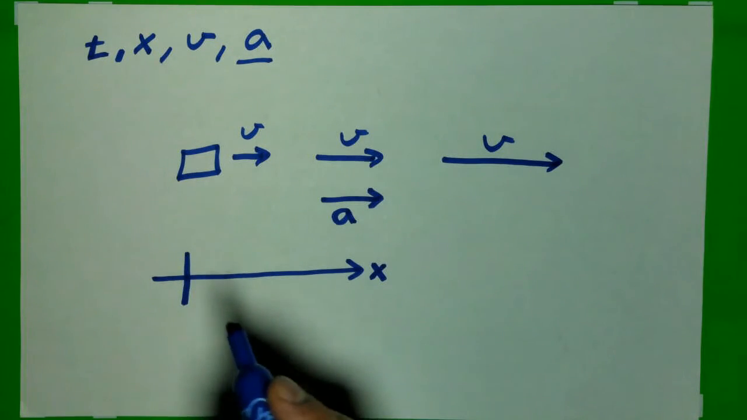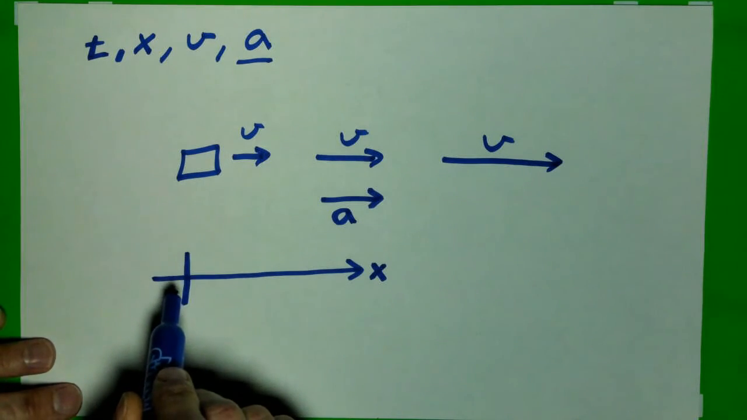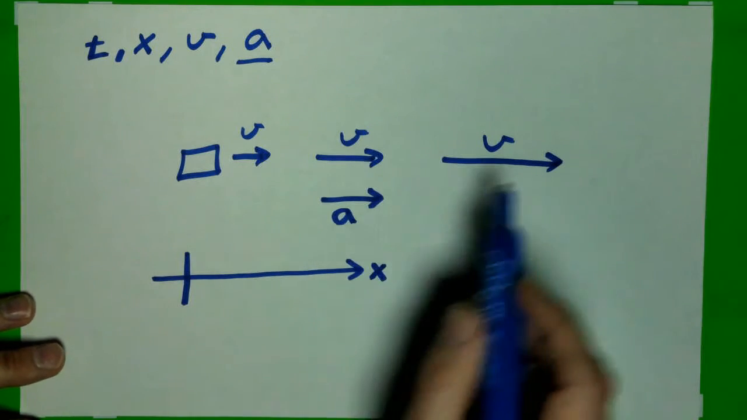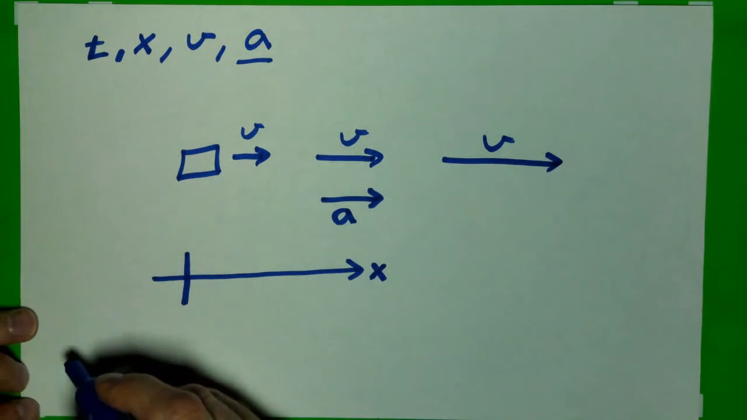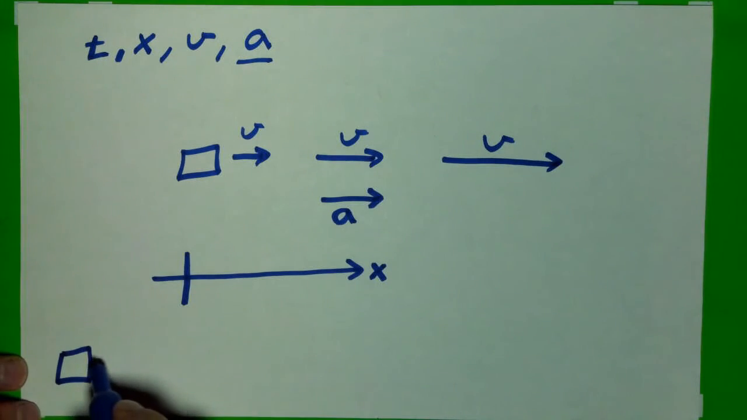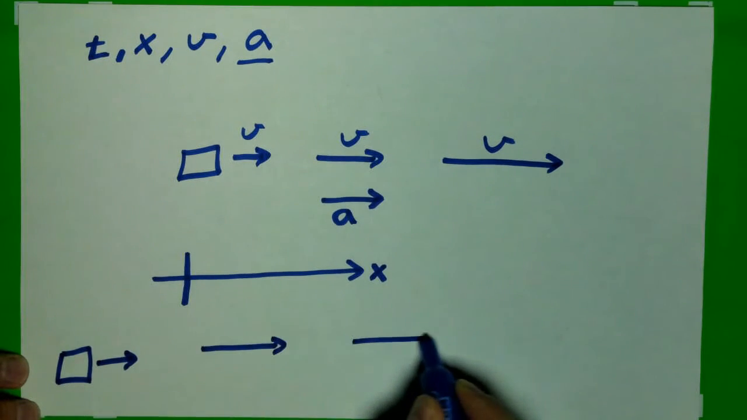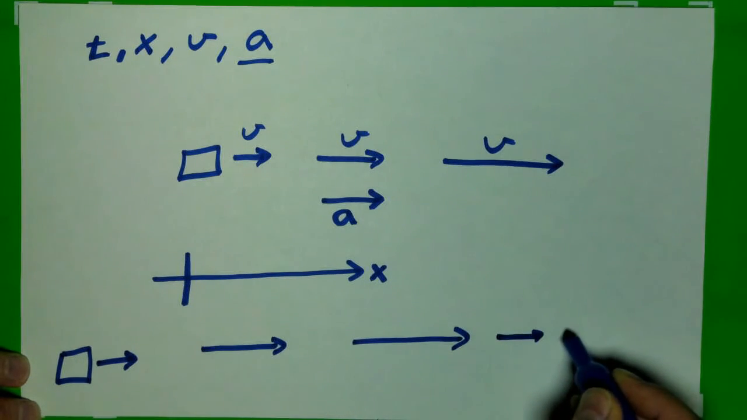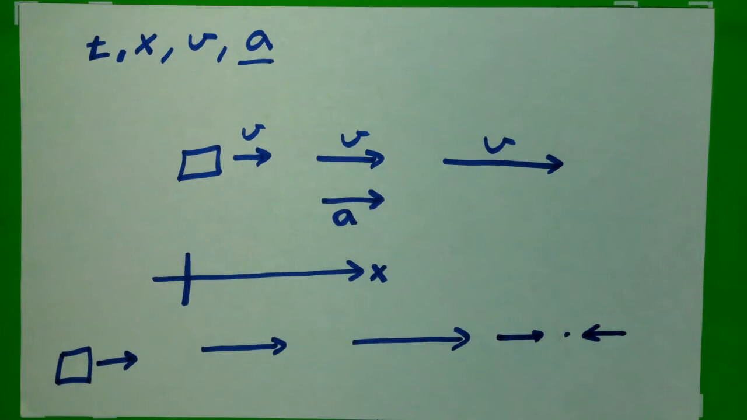So for example, let's consider position. The position here is 0. It's neither positive nor negative. The position here is positive because it's in this positive region. Okay, let's do a different example. Let's have a car that's going this way, and it speeds up, and then it quickly slows down, stops, and starts going the other way.